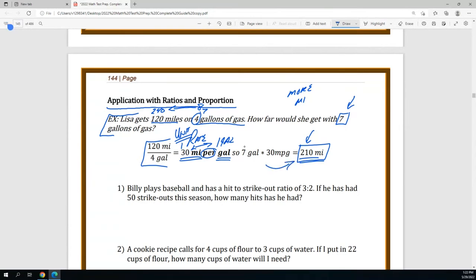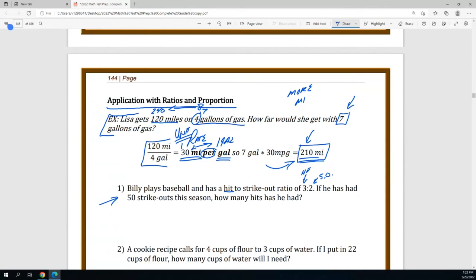So let's give this a shot. Let's try it out. Look at number 1. Billy plays baseball and has a hit-to-strikeout ratio of 3-2. If he has had 50 strikeouts this season, how many hits has he had? So again, I always tell students to approach the information logically. For instance, if it's hit to strikeout, it means that the first number is the hits. The second number is the strikeouts.